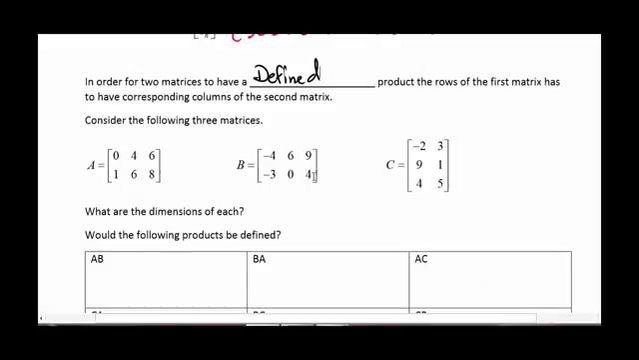So consider the following three matrices, A, B, and C. What I want to do is go back and find the dimensions first. So the dimensions of A, say 1, 2, so a 2 by 3, it's got 3 columns. Dimensions of B are a 2 by 3 as well. And the dimensions of C, well, we got 1, 2, 3, so 3 rows and 2 columns. So it's a 3 by 2.